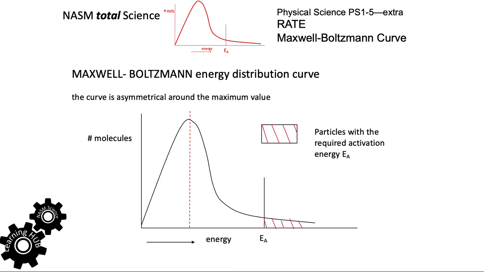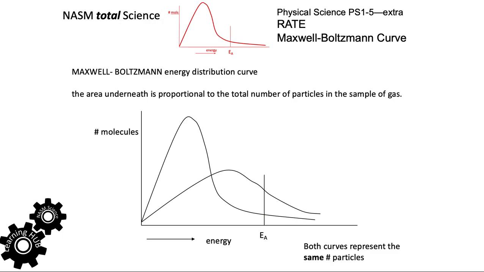And so we've shaded the particles to the right where they have the required activation energy, and the curve is asymmetrical around the maximum value. The area under the curve gives the total number of molecules.